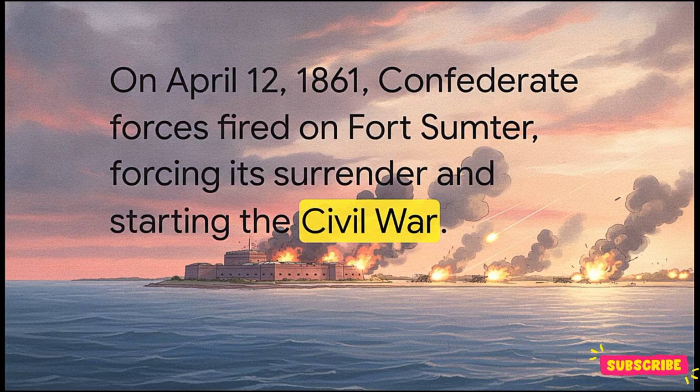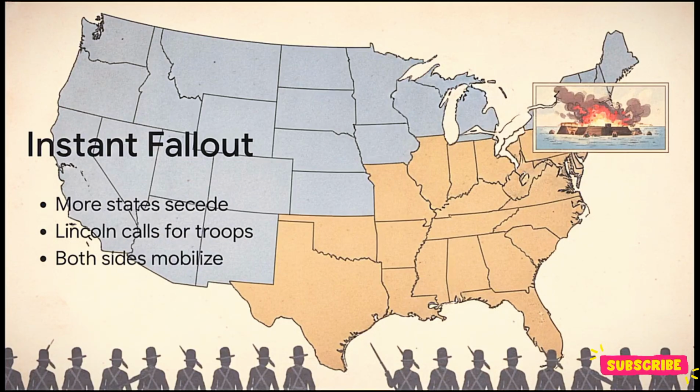They refused to surrender. In response, Confederate forces opened fire, launching a massive 34-hour bombardment that eventually forced the U.S. troops to surrender. And historians across the board universally recognize this momentous event as the official explosive start of the American Civil War. The fallout from Fort Sumter was instantaneous and it was massive. Following the attack, President Lincoln immediately called for federal troops to suppress the rebellion and preserve the Union.